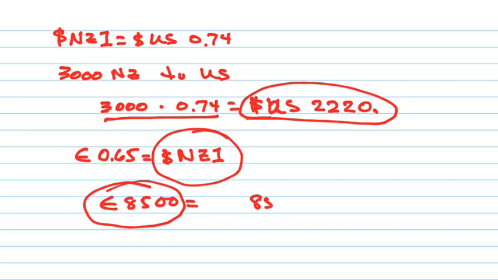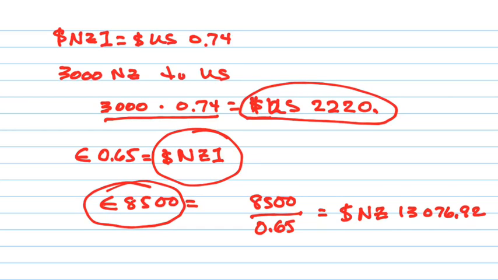Exactly. So I'll take the 8,500 divided by the rate, which gives me New Zealand, what is that? 13076.92. I'm just reading this straight from the book. Okay. So all you need to do is divide.